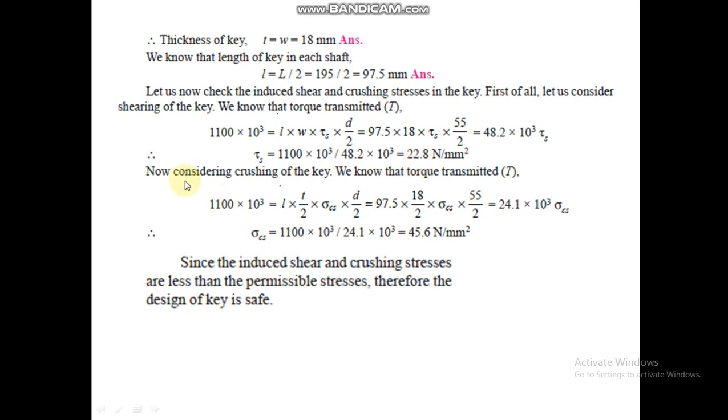Now again considering key under crushing. Now apply the formula: torque is equal to L into t by 2 into crushing stress into d by 2. We put the values of length, thickness and d and just calculate the value of crushing stress. The crushing stress is calculated as 45.6, which is less than the given value, which is given as 80 megapascal. So the calculated values of stress are less than the given, allowable values. Therefore, design of key is safe.